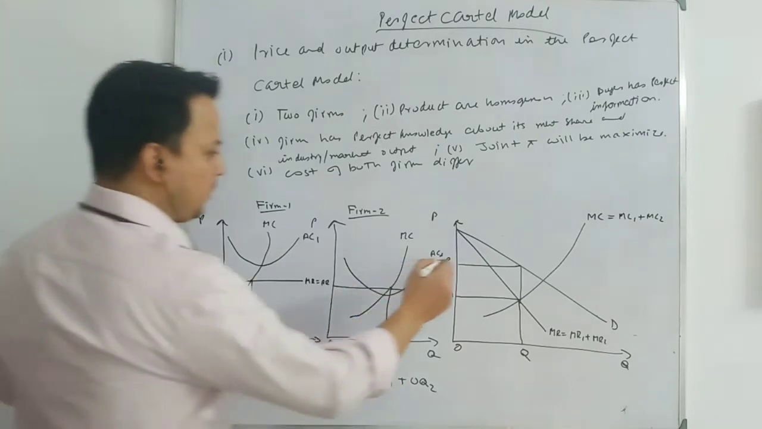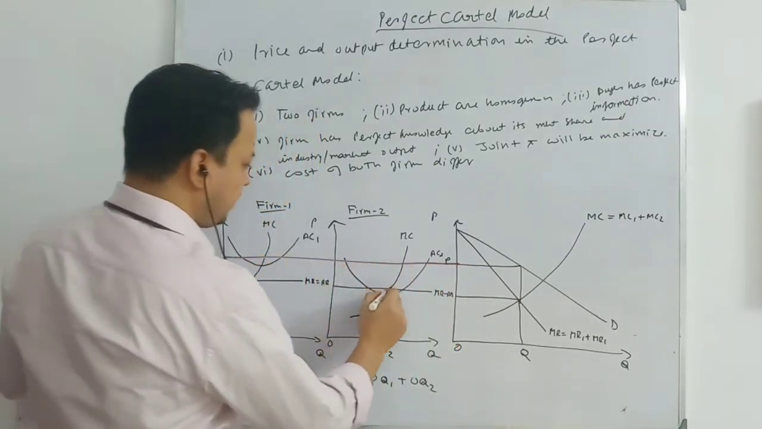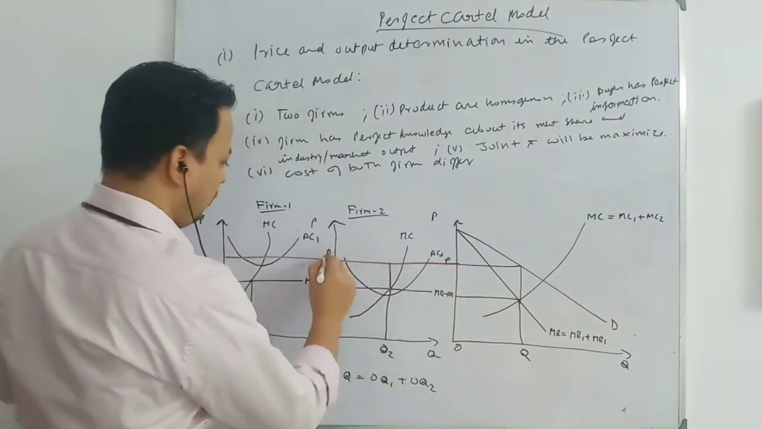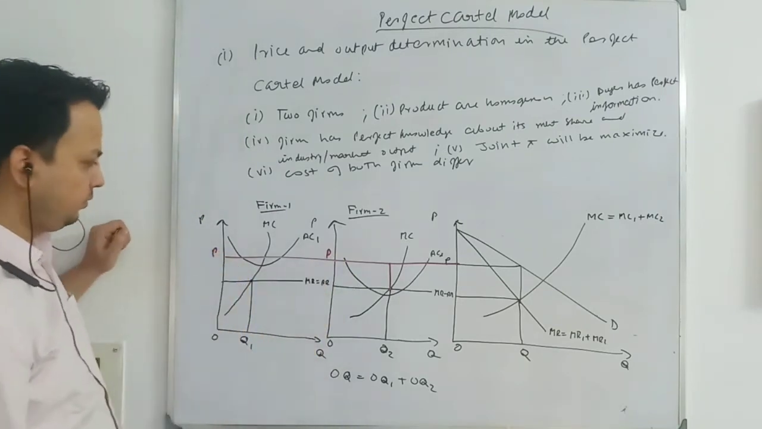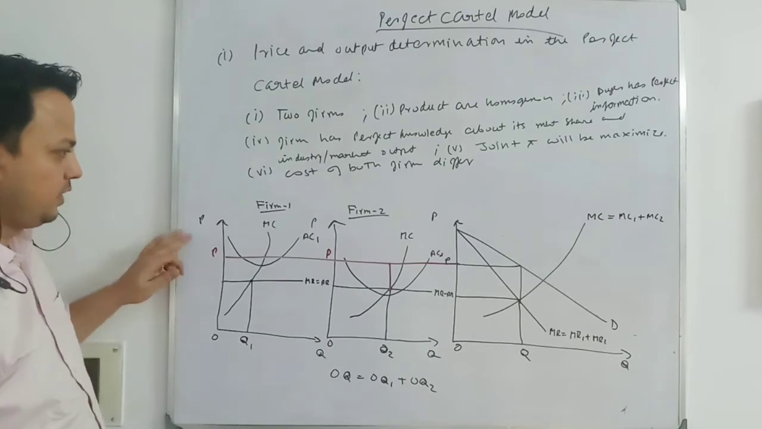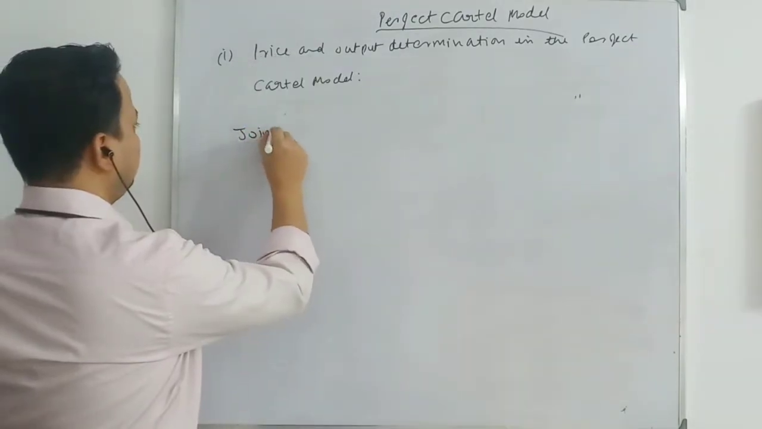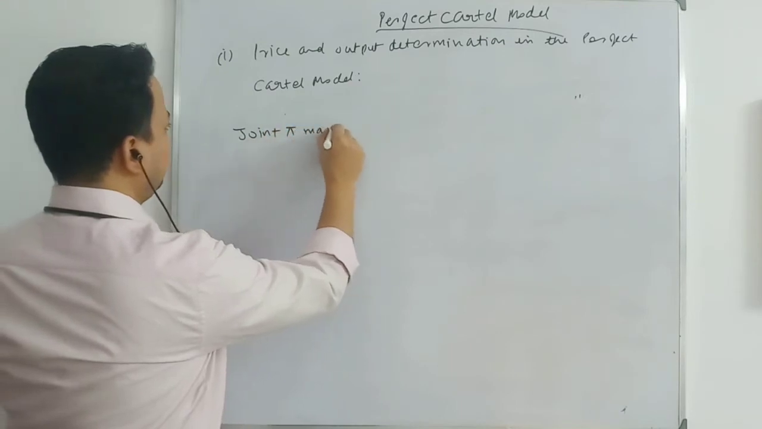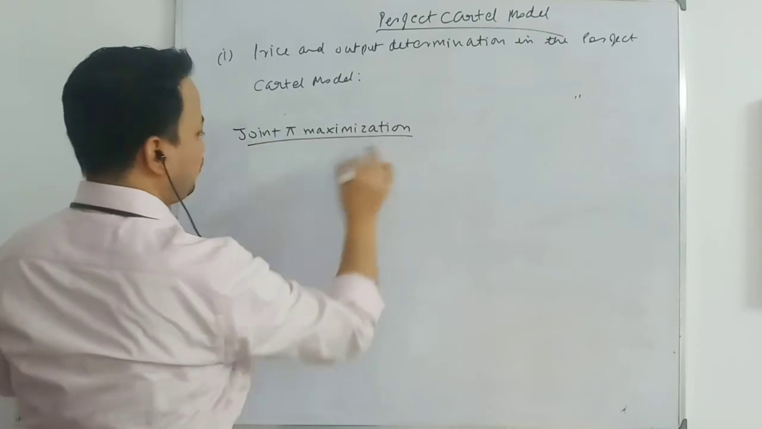What price will they be charging? They are producing this output and the price charged is this one, OP. Draw this graph for joint profit maximization. How are they doing it? I am telling you the process.